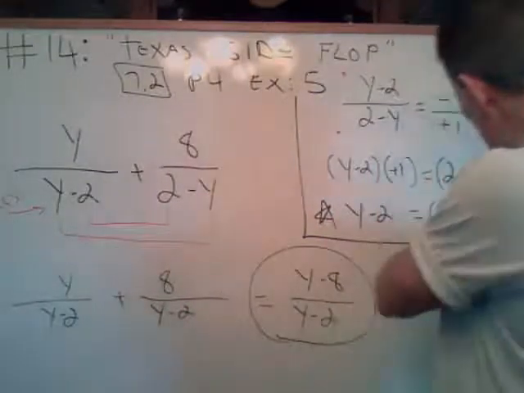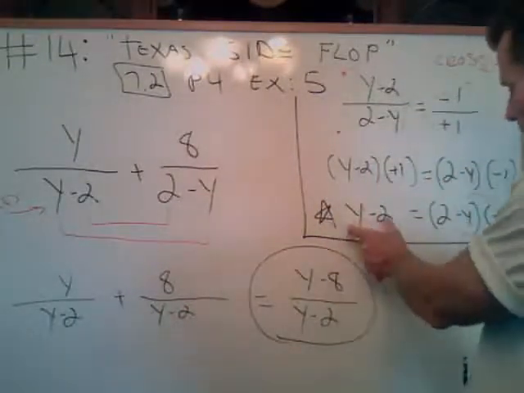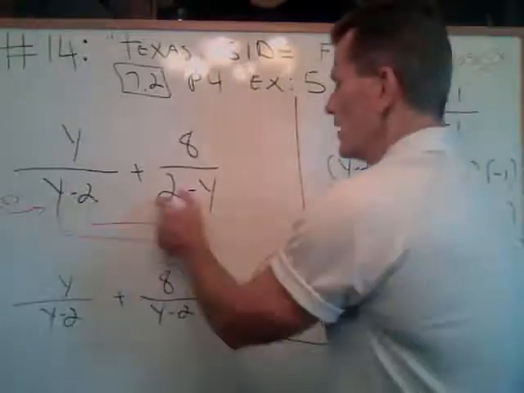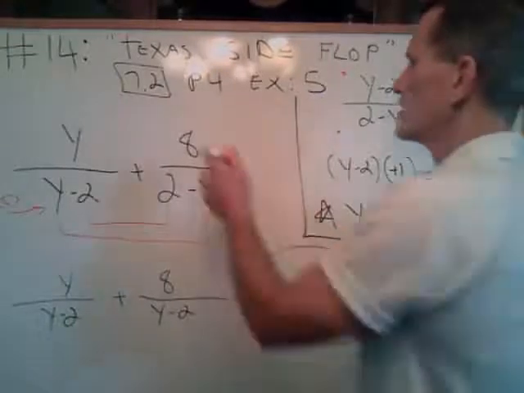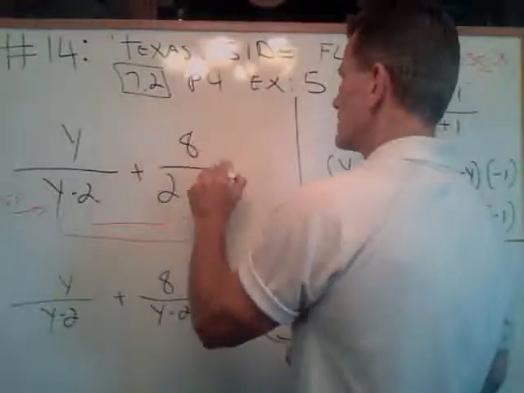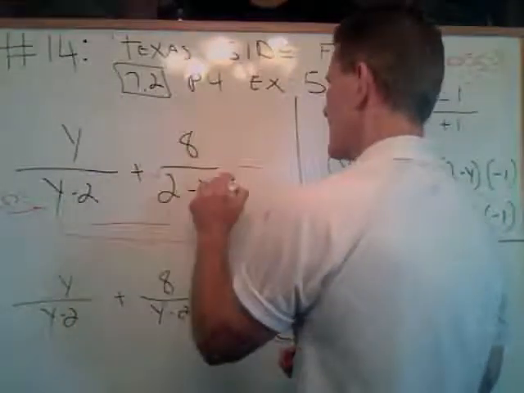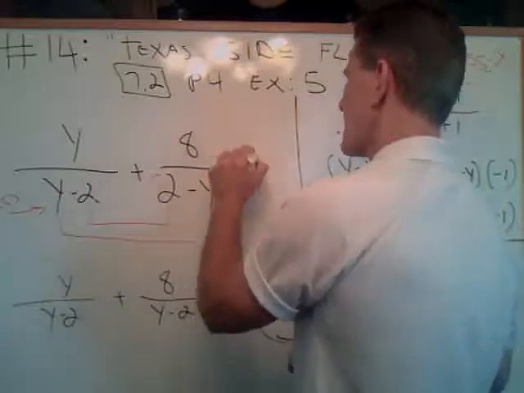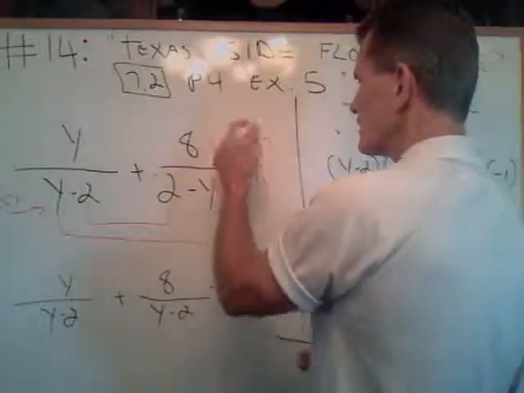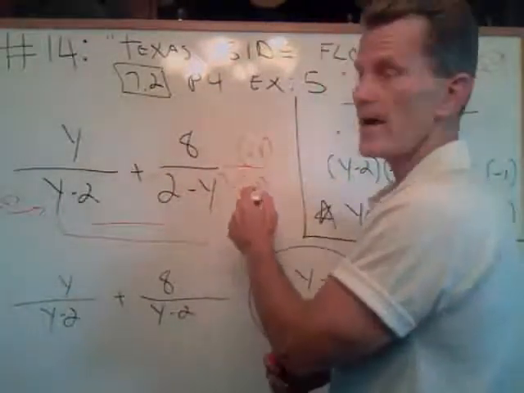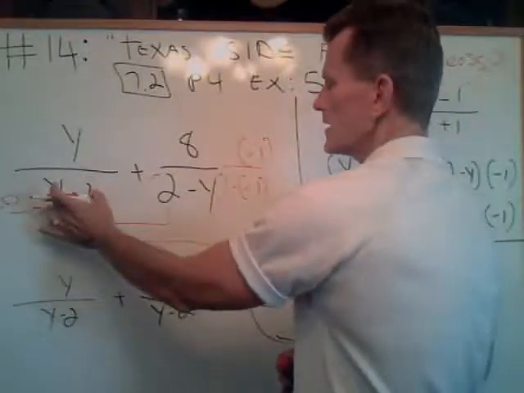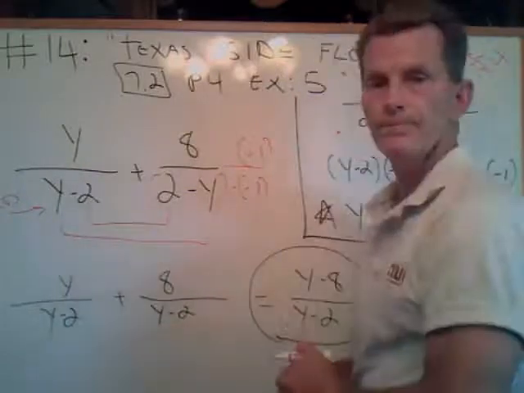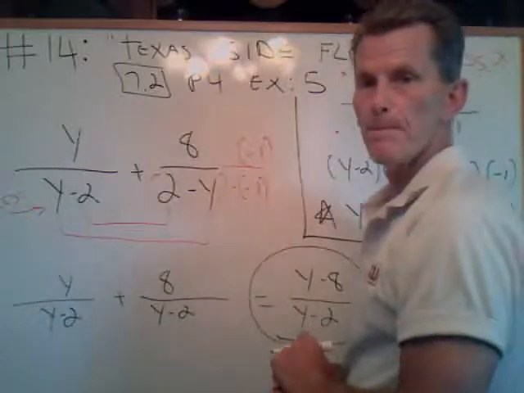All you have to do is realize that the equivalency between y minus 2 and 2 minus y is a simple -1. And thus, if you take the right-hand rational expression multiplied by -1 and stack it, anything divided by itself is equivalent to 1, so you're not changing the value. You have created both denominators having the LCD of y minus 2. Does everybody see that so far?